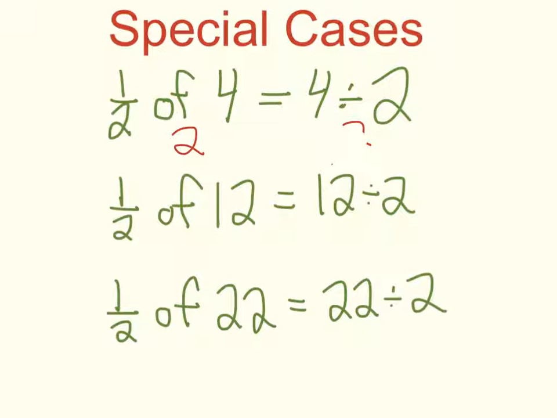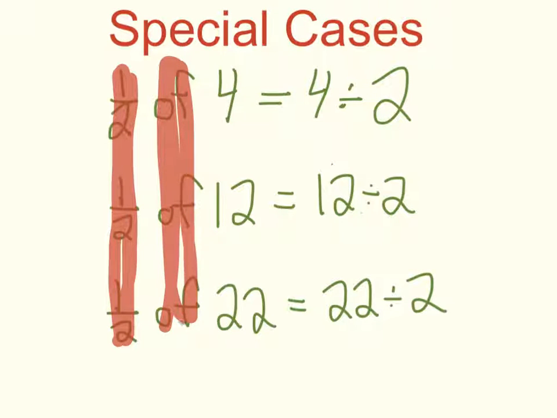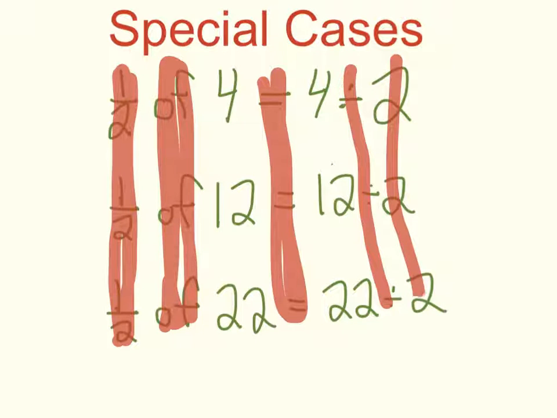But now what I want to do is figure out what the general pattern is, and to do that I need to look at what all 3 of these special cases have in common. I'm going to go through and highlight the things they have in common. Right away, I notice they all begin with 1/2. They all have the word "of" in common. They have the equal sign in common. And I also notice the division and the 2 are the same in all 3 special cases. So I'm going to use the things they have in common to come up with the general pattern.